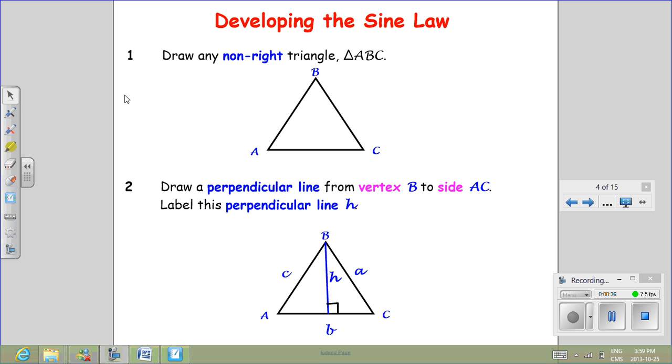So you should have drawn a triangle that looks like the one I've got on the page here, ABC, and your perpendicular line should have gone from vertex B straight down to side AC. Remember, it crosses AC at a 90-degree angle, but it doesn't necessarily cut it in half.